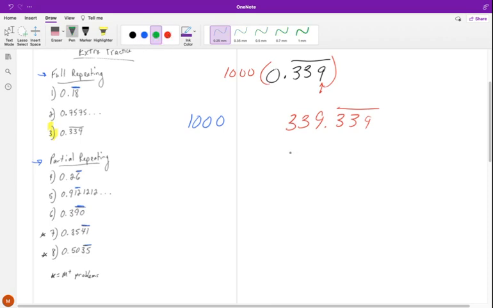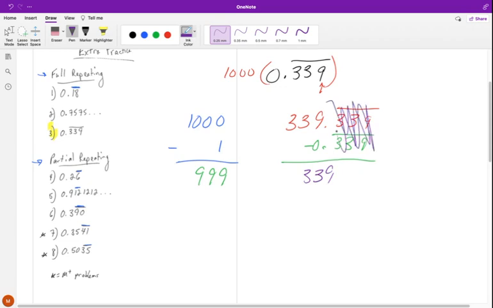And then I'm going to go ahead and subtract out to get rid of my decimal. So since it's full repeating, I don't need to worry about anything else. And we're subtracting 1 from the total amount there. So now we have 999. And here we then have 339. And now, because we aligned up all of those decimals, we can create the fraction of 339 out of 999.